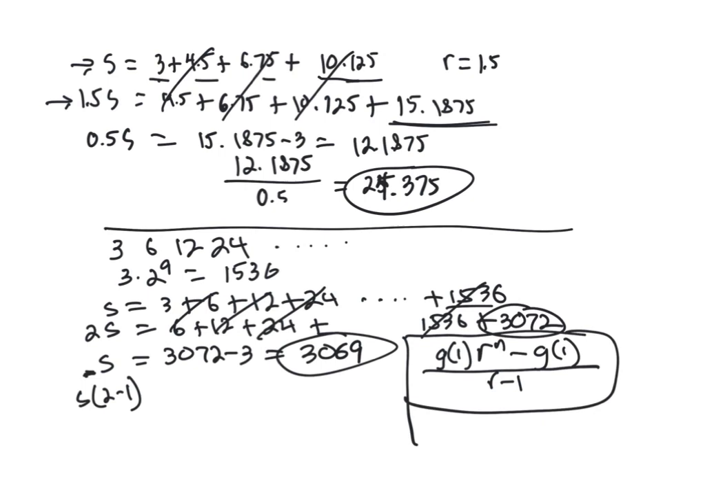So this gives us a general formula. But again, the idea is that you want to take your series, multiply it by the common ratio, subtract, and then work the rest through algebraically to get the sum. That's the trick here.